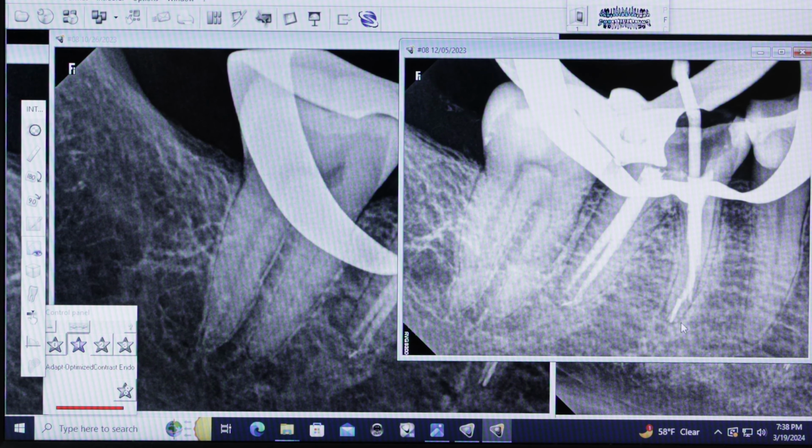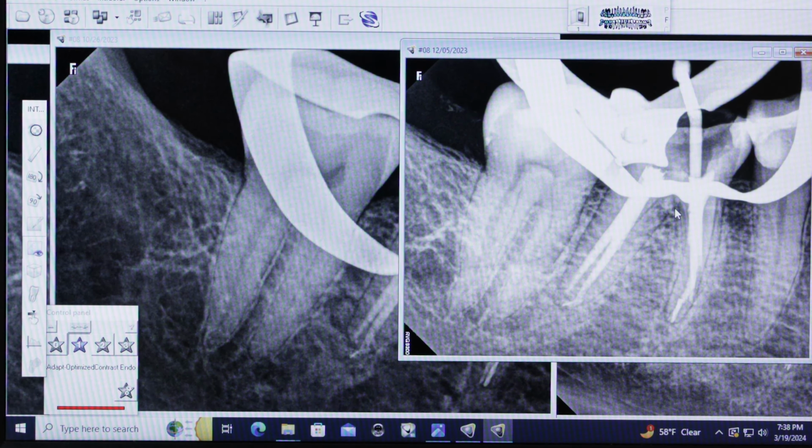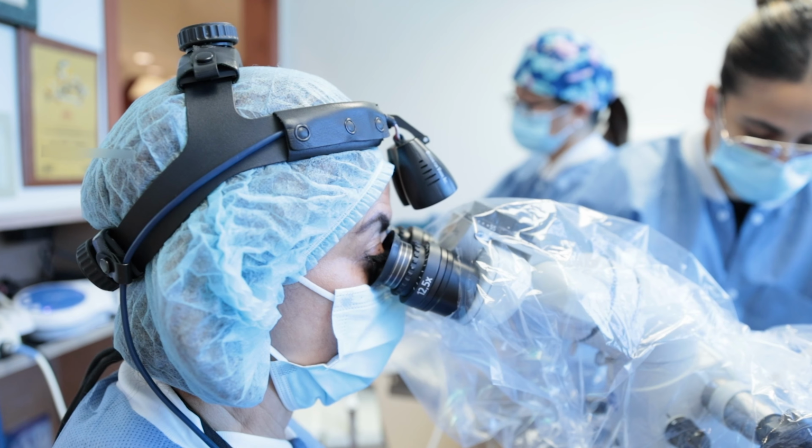I removed the biggest piece, but then I found the two perforations that were made here. And also when I sent the patient for a CT scan, when she came back, I found another perforation in this area. What does perforation mean? Perforation is when we are working and trying to find the canal.